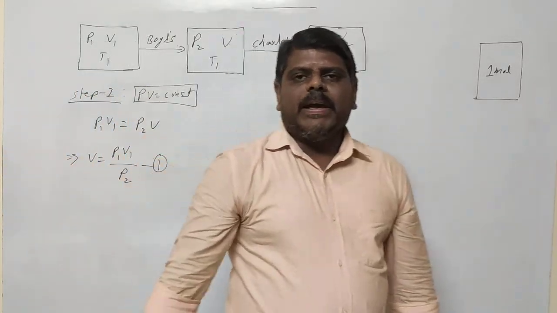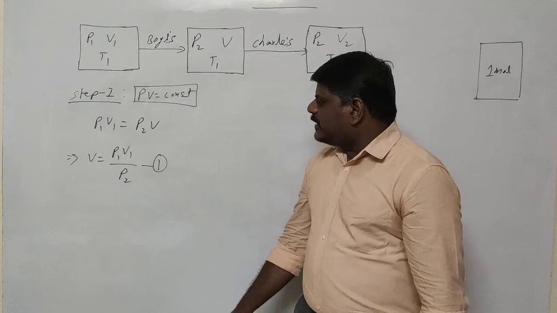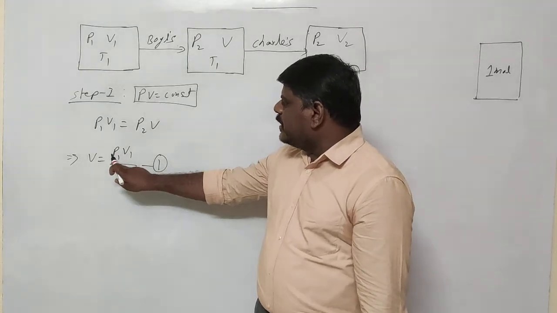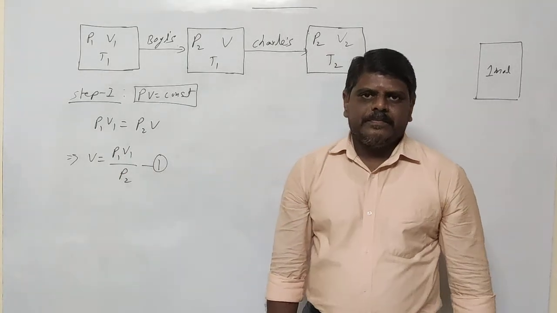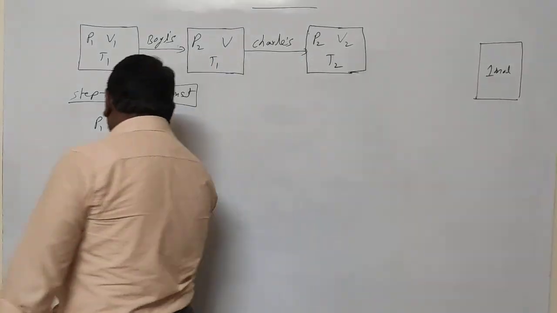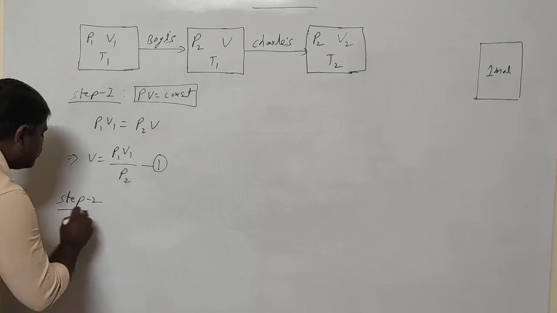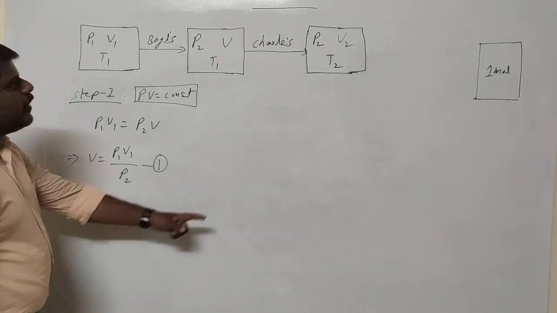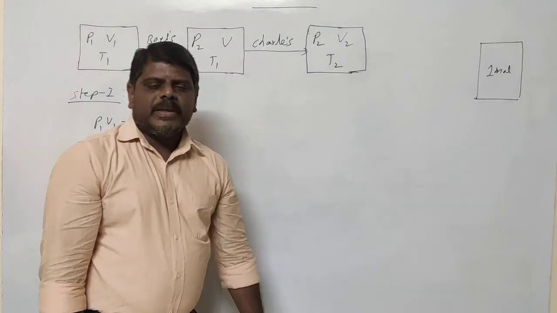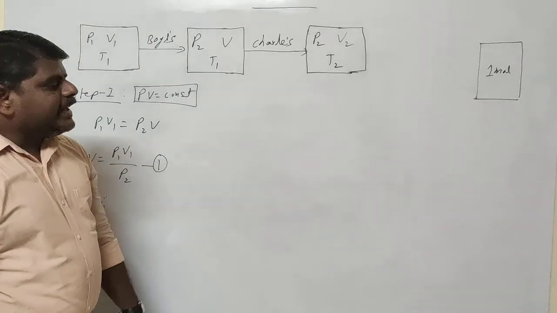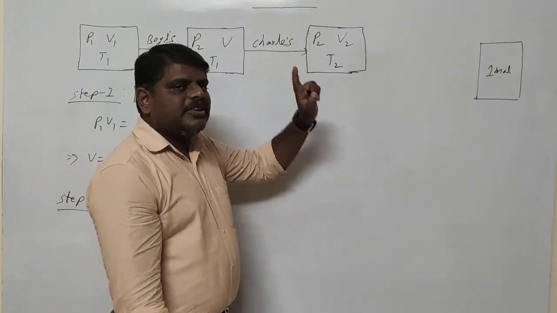In step 1 we applied Boyle's law. When you apply Boyle's law, you get the value V is equal to P1 V1 by P2. Okay. Next we are going for step 2. In step 2, which law are we going to apply? We are going to apply Charles law. If you apply Charles law, what are we going to take as constant? Pressure we are going to take as constant.